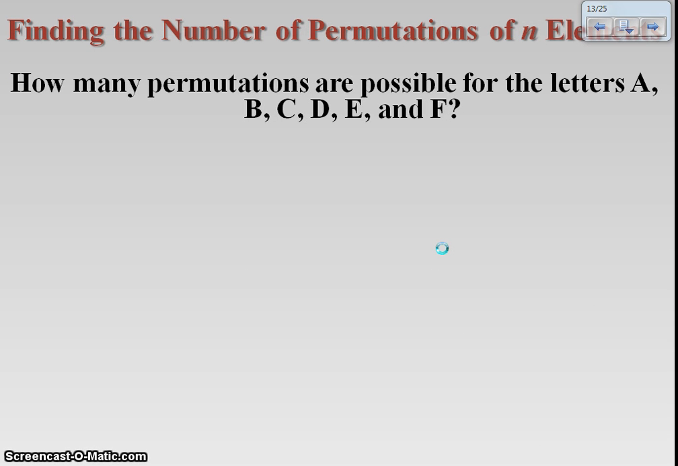So, let's consider this one. How many different permutations are possible for the letters A, B, C, D, E, and F? Well, on the first letter, we would have 1, 2, 3, 4, 5, 6 possibilities. But then I use one of those letters, so the next letter would only have 5 possibilities, and then after that I've used 2, so then there's only 4, then 3, then 2, then 1. So it looks like this. All letters are available here. Here I've used 1, now I've used 2, and 3, and so on. And of course you should recognize this as 6 factorial, which is 720.